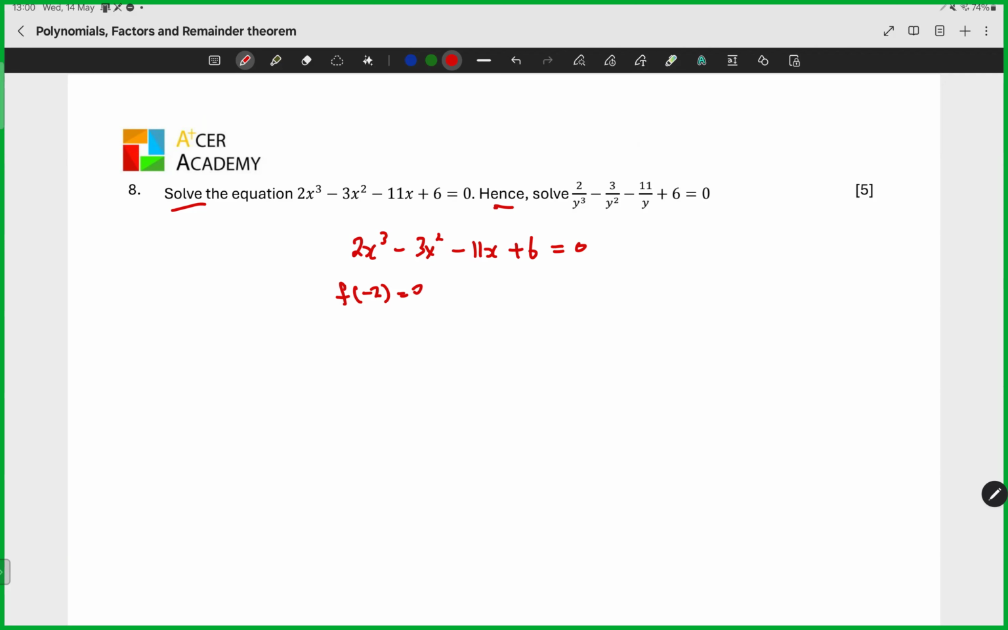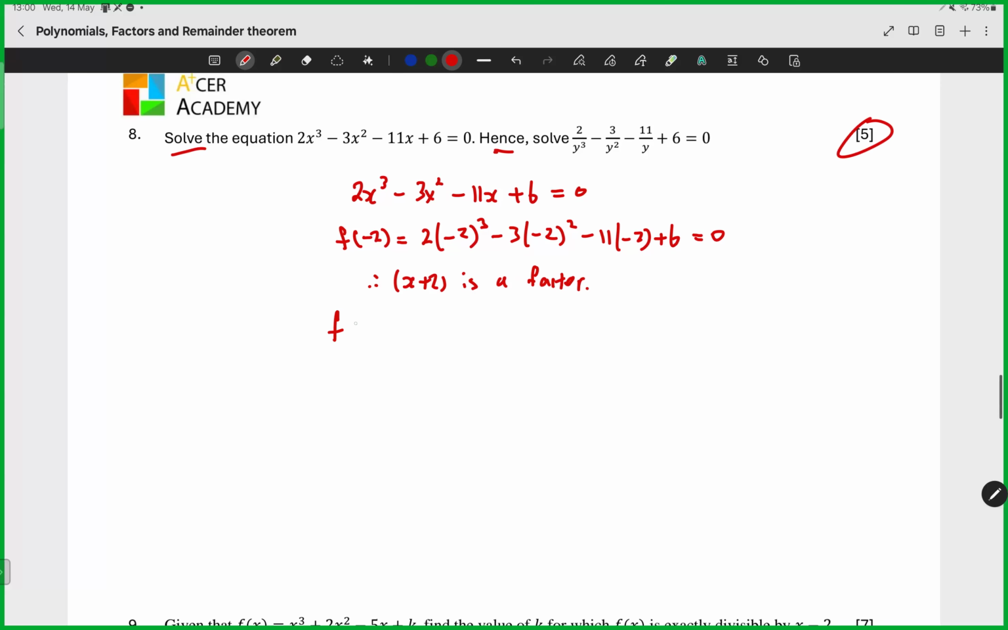Okay, so actually f of negative 2 is one of the factors. f of negative 2 equals 2 times negative 2 cubed minus 3 times negative 2 squared minus 11 times negative 2 plus 6, which equals 0. Therefore, x plus 2 is a factor. Okay, now notice that it's only 5 marks, right?